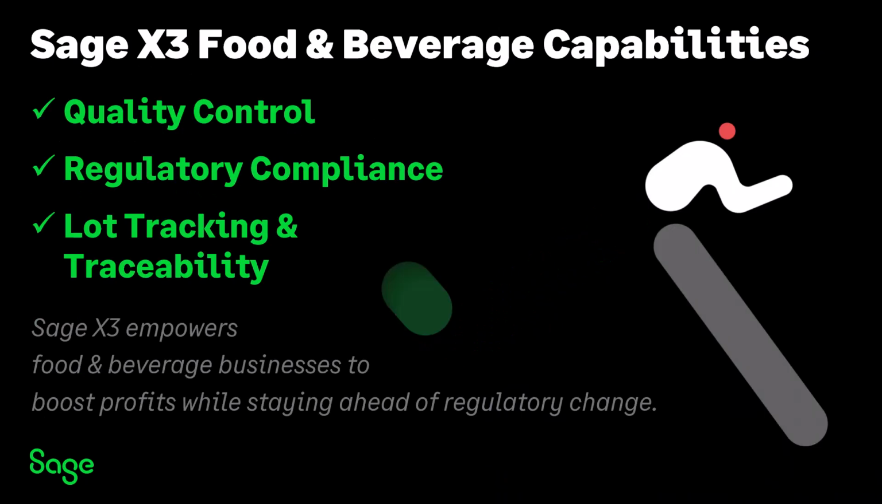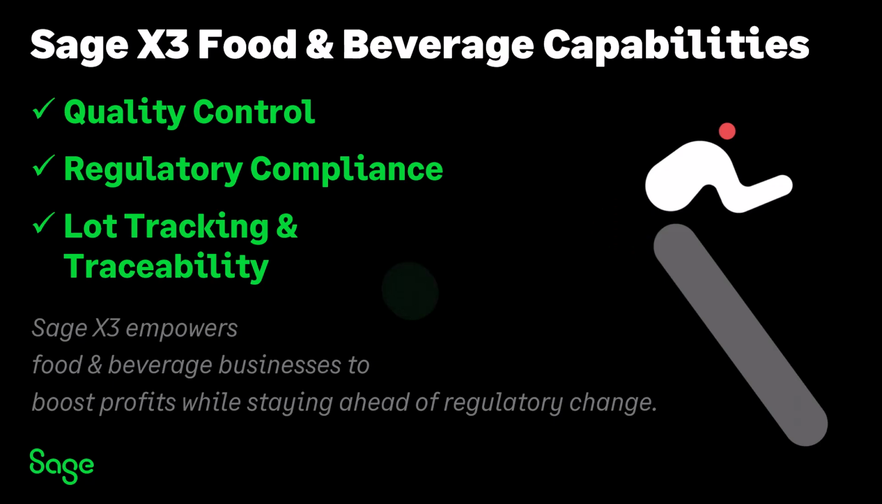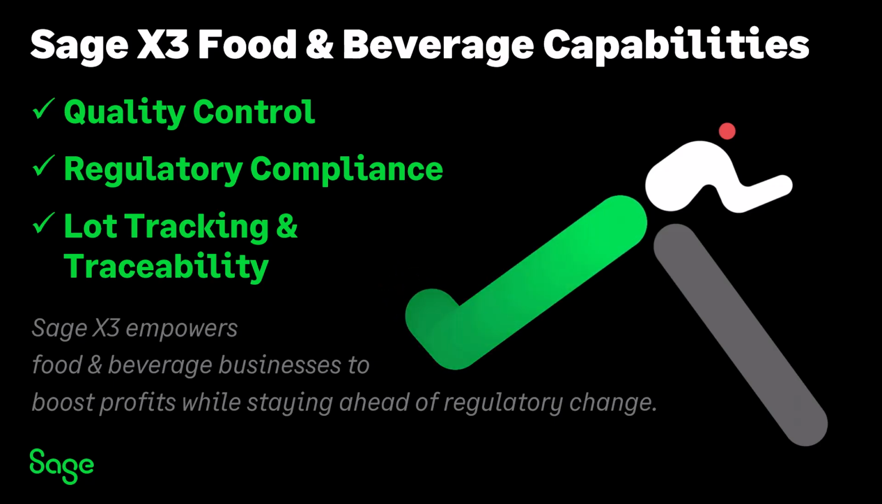Sage X3 for food and beverage delivers built-in capabilities such as quality control, regulatory compliance, and lot tracking to help businesses in the food and beverage industry maintain profits while staying compliant with ever-changing government regulations.